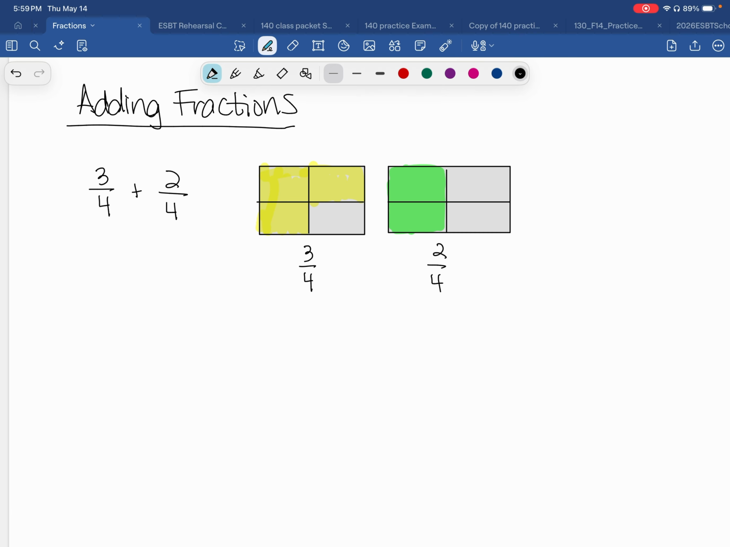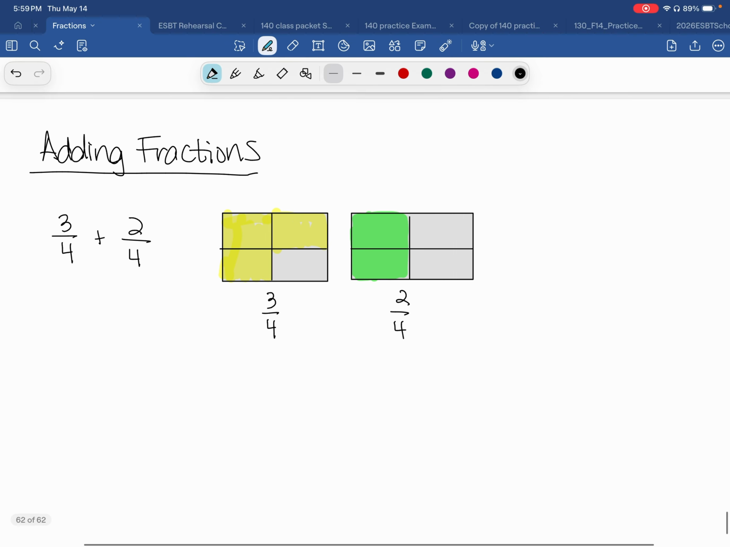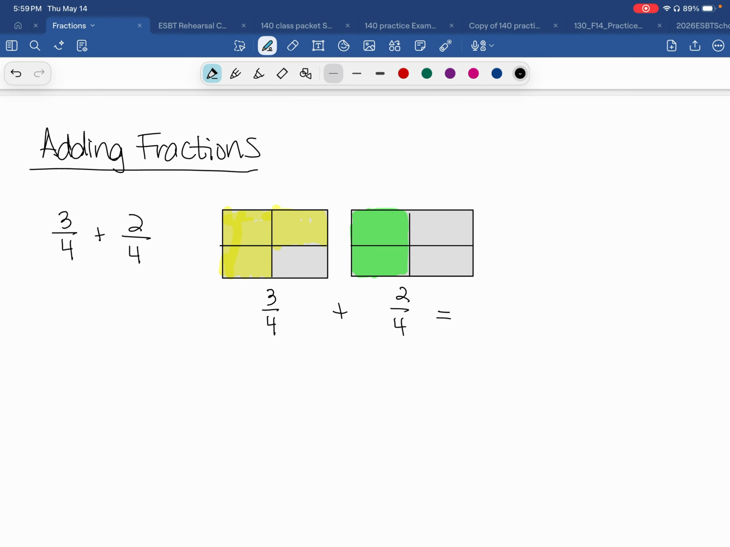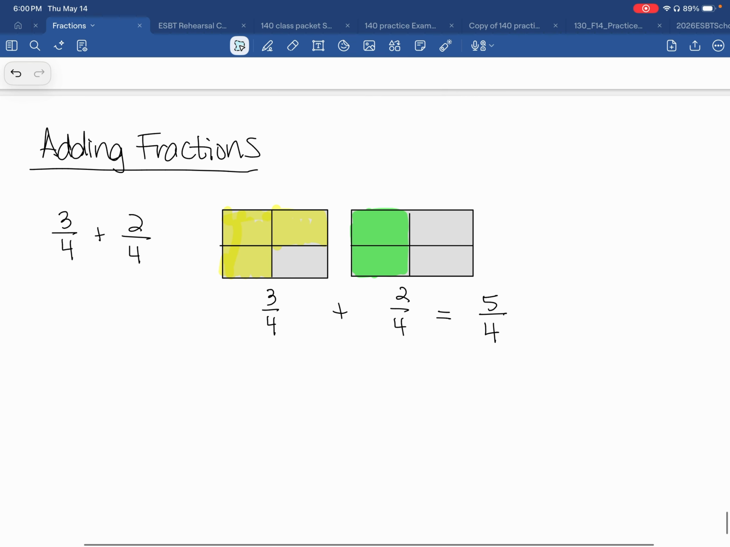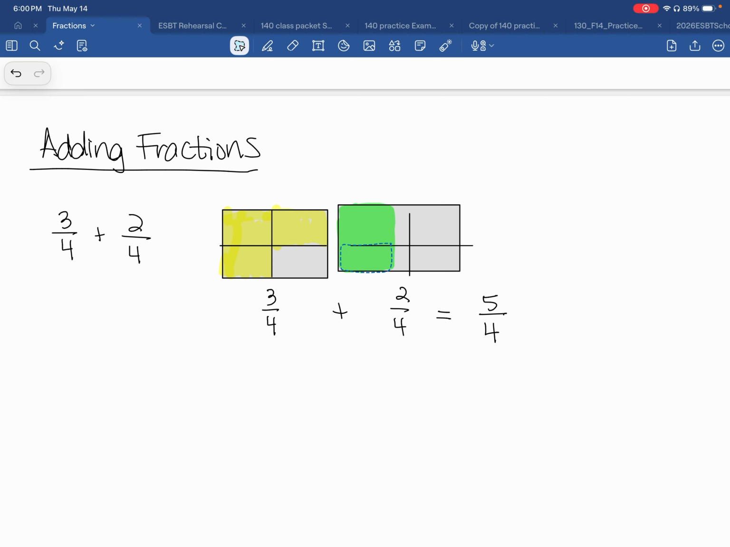And because all of my pieces are the same size, I'm just counting up how many fourths we have. And so when we add them together, the fourths is what size piece they are. And then 3 yellow plus 2 green gives me 5. Okay. Now, if I were to take this box right here and move that, oh, it won't let me do it.